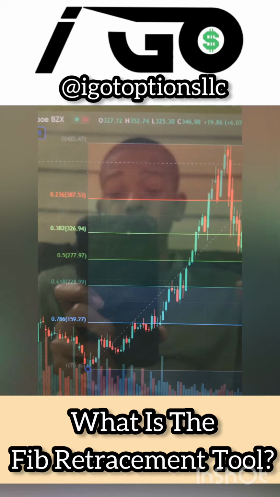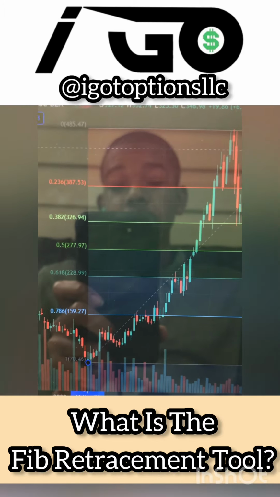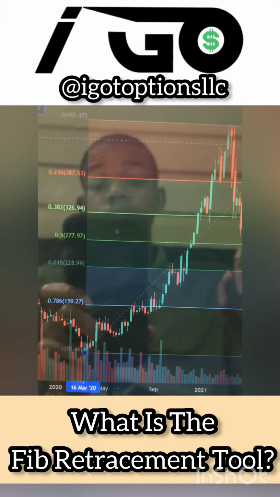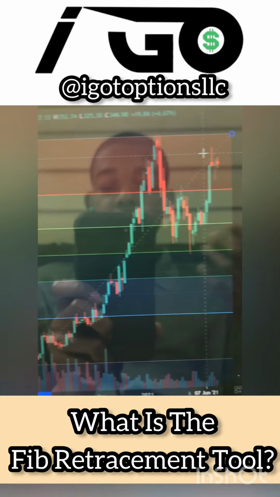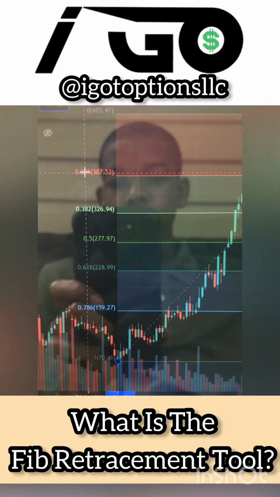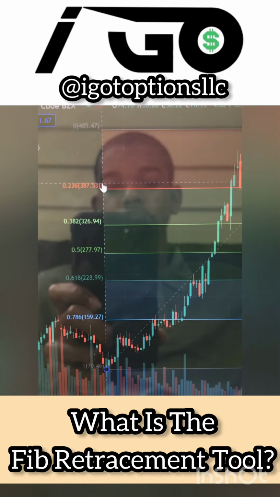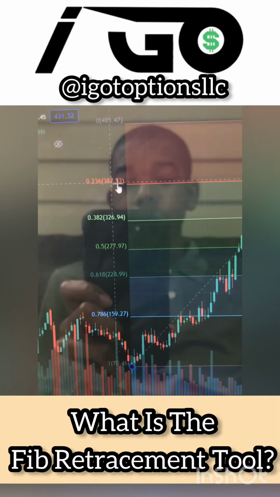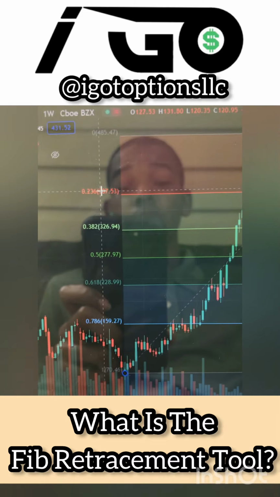So we're already 50% of the way there. Now it's just a matter of understanding how to use it from here on out. We see these different numbers, right? And we see these lines with these numbers. So what does that mean? Well, these numbers represent how deep these pullbacks are.